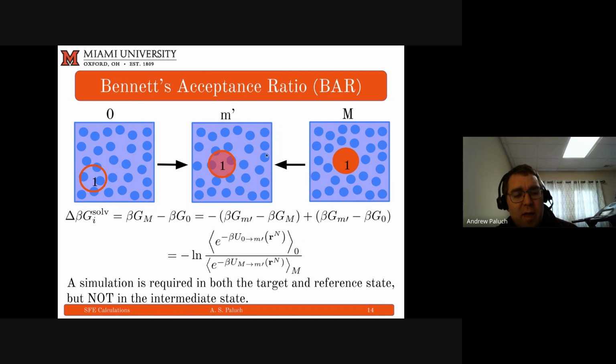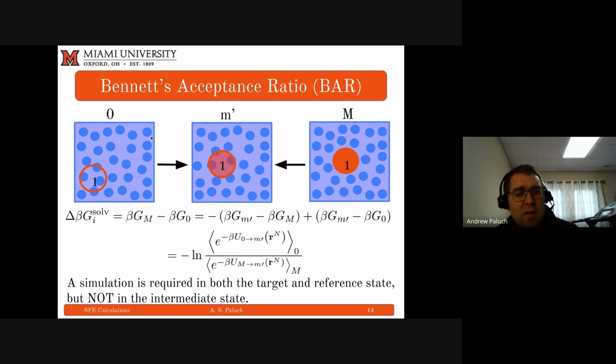Now, what's special about m prime is that it's some intermediate state, but I don't actually need to perform a simulation, or perform any calculations, within the actual intermediate state. The idea being, if I want the free energy difference between two states, I need only perform a simulation, or generate configurations, in one of them. So it could be state 0, then between m and m prime could just be state m. So I don't actually need to model, or perform any simulations in, state m.